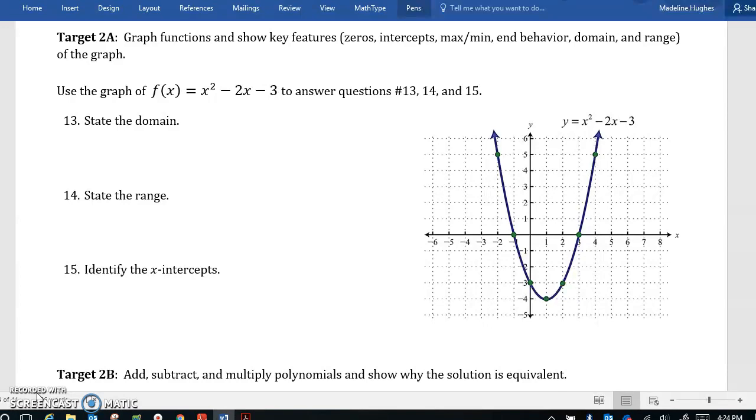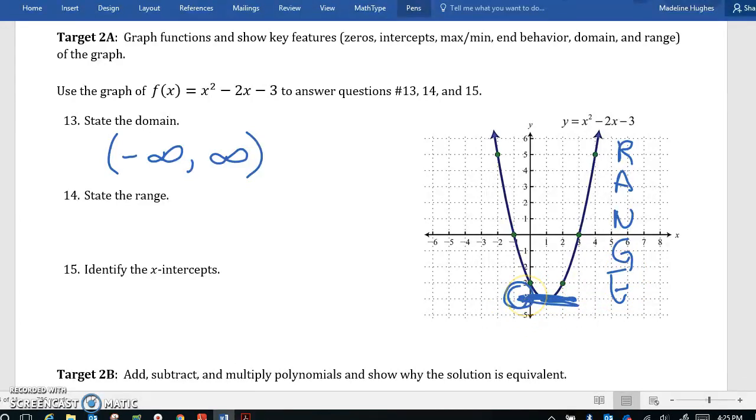So remember, domain is always negative infinity to infinity because it always goes to the left and the right along the x-axis from negative infinity to infinity. The range, we look up and down. So our lowest range value, that lowest y value is -4. And we're going to go up all the way on and on and on forever to positive infinity.